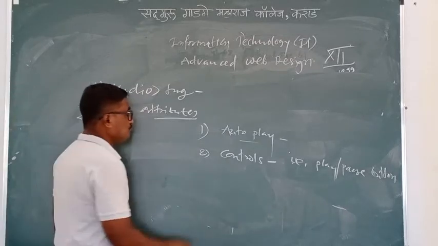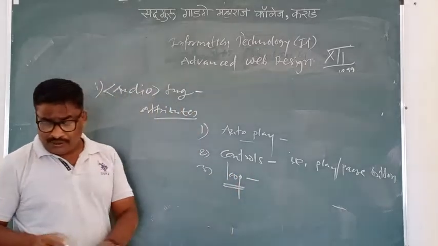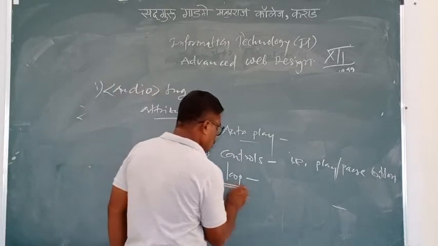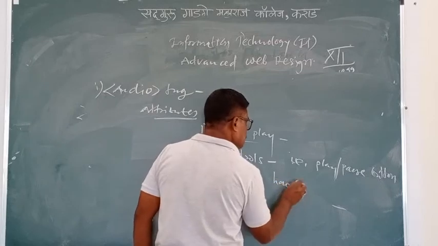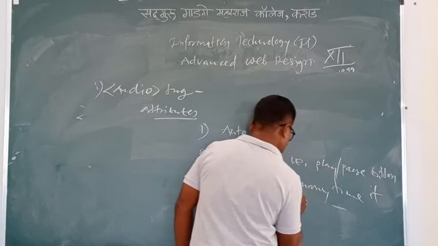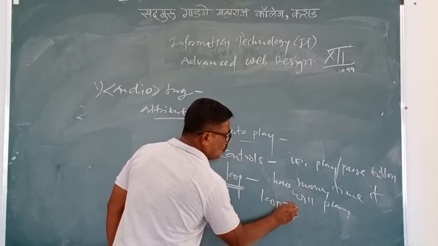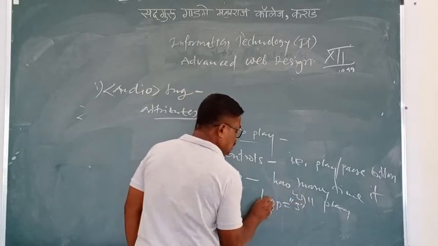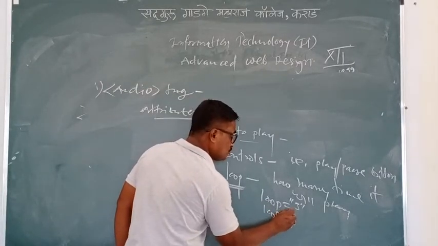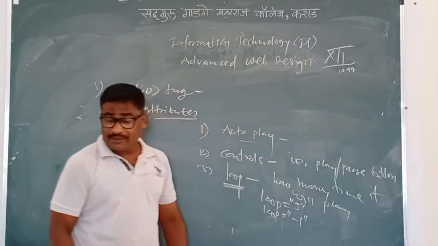Then the third one, loop. Loop means how many times the song will be played in the audio format. For example, loop equal to 3 means it plays 3 times. Loop equal to -1 may play infinite times.